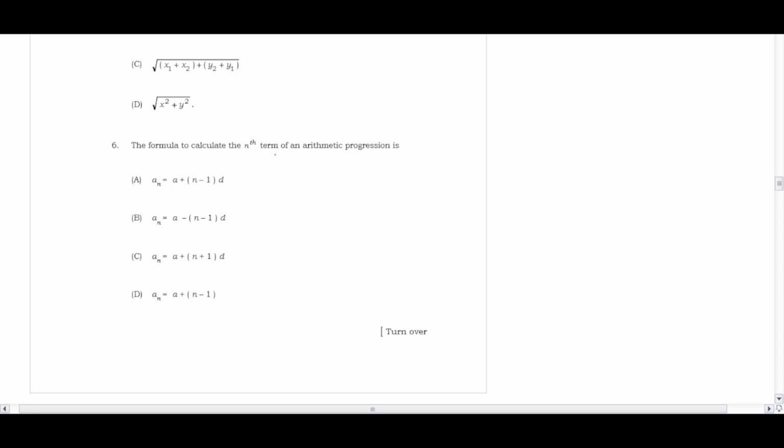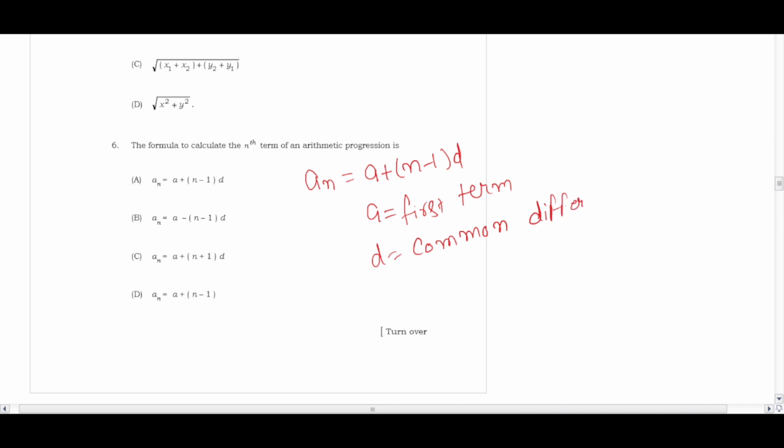The formula to calculate the nth term of an arithmetic progression. Then the nth term is a plus (n minus 1) into d. Here a is the first term and d is the common difference, and n equals the number of terms. Okay, then which option? Option A is the answer.